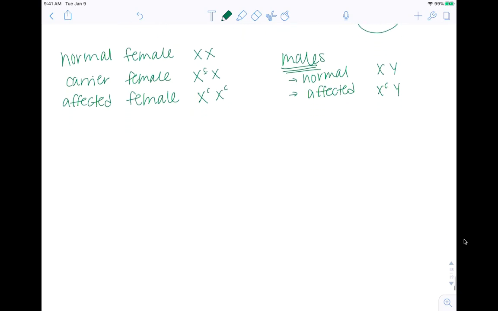Okay. So let's say that we have a colorblind dad and a carrier mom. What would that look like? Colorblind dad, he's affected, he's colorblind. And a carrier mom, she's a carrier. She has one copy that's affected. The other one is not. Is she colorblind? No, she's a carrier for it.